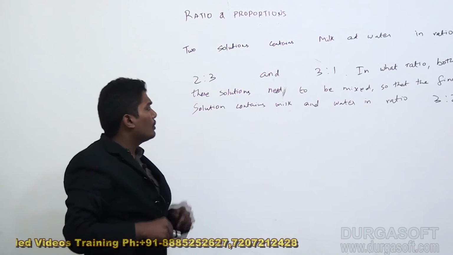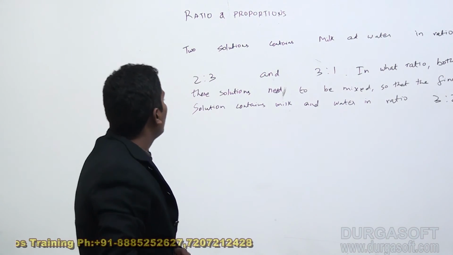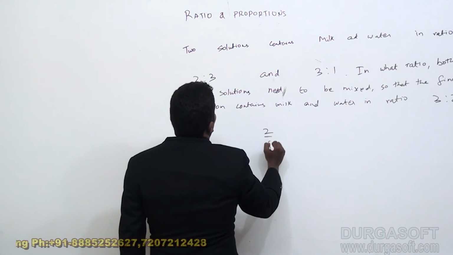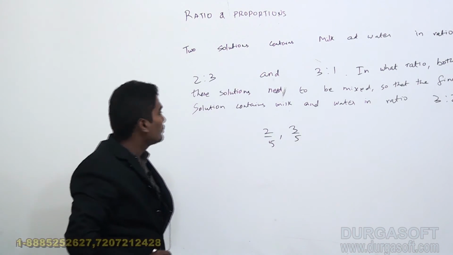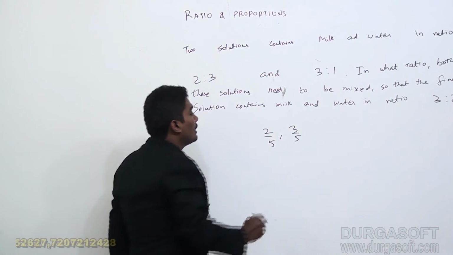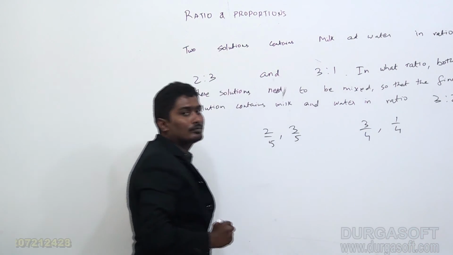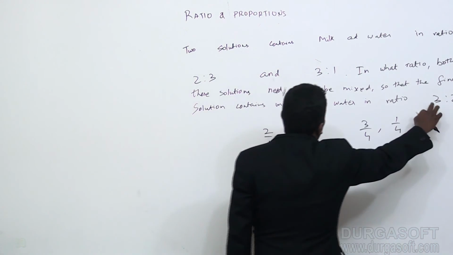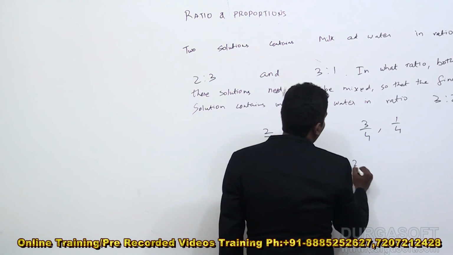Now this is one type of question where most people will do it wrong. Here the first one contains 2/5 milk and 3/5 water, since 2 plus 3 is 5. The second one has 3/4 milk and 1/4 water. The final solution I will need is 3/5 milk and 2/5 water, since 3 plus 2 is 5.